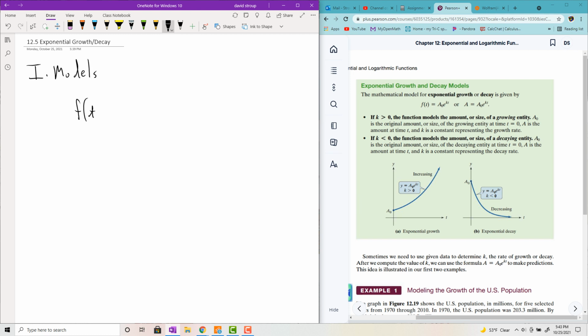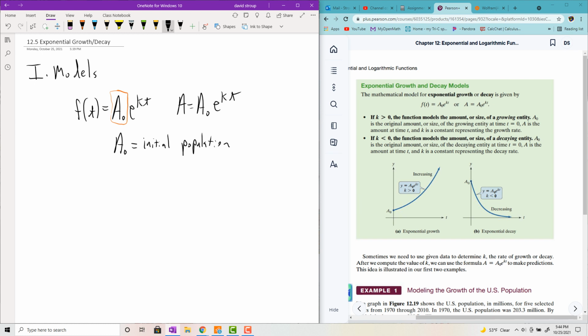We'll describe them with exponential functions, in particular f of t equals a sub 0 e to the kt, where that a sub 0 is just a constant, like a number like 50 or 23.8. We can also write it as A equals a sub 0 e to the kt. Again, a sub 0 is basically your initial value, initial population, or initial amount, like you have 20 grams of radioactive material.